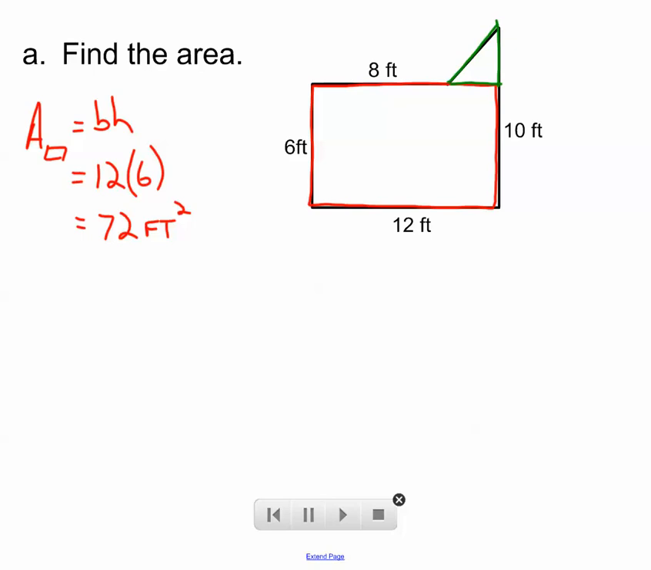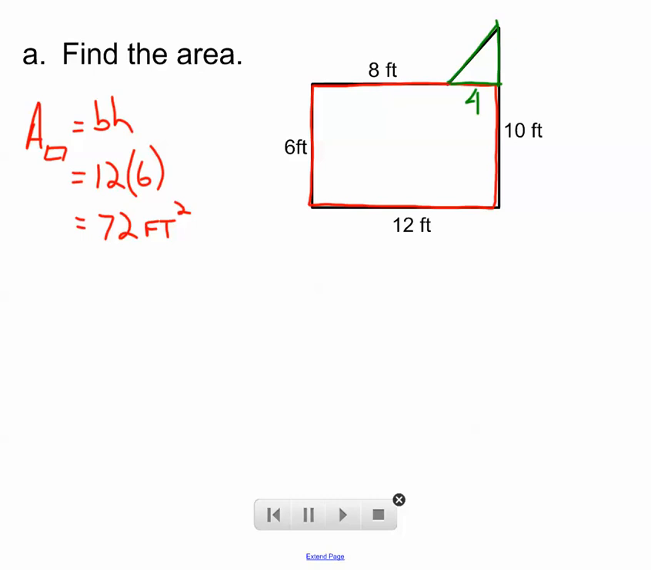Okay, the question is the base and the height of this triangle. We're not given this distance right here. From the end of this triangle to the end of the rectangle is 8 feet, and the entire bottom is 12 feet. That means this entire distance is 12 feet. Well, 8 plus whatever this green line is should be 12 feet, so we know that's 4.